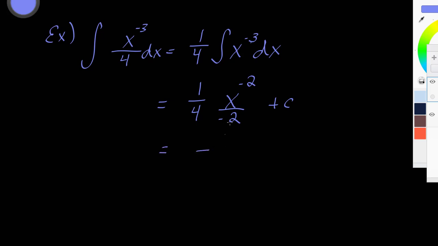So that would be negative, that's that negative right there, x to the negative 2 power divided by 8 plus c, which if you wanted to rewrite it, remember you don't have to, but you can if you want, that would be negative 1 divided by 8 x squared plus c. The reason that we can put that x squared in the denominator is because remember, when you have something raised to a negative exponent, you can put it down there. All right, that is looking so good.